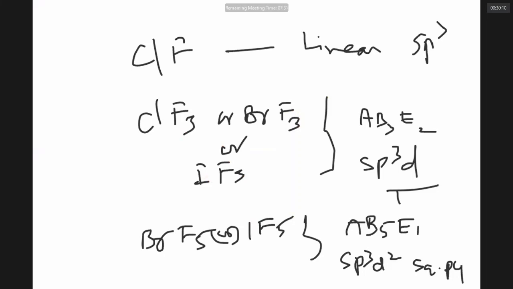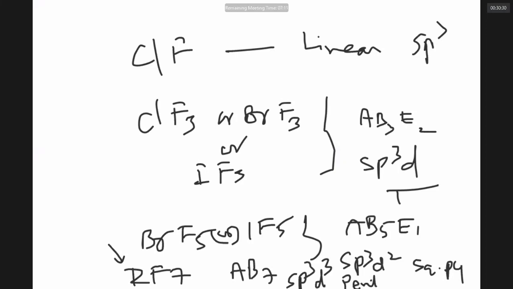Now, if I look at IF7, here iodine is in the maximum third excited state. So it is an AB7 type molecule, no lone pairs. Hybridization is sp3d3. Shape is called pentagonal bipyramid.